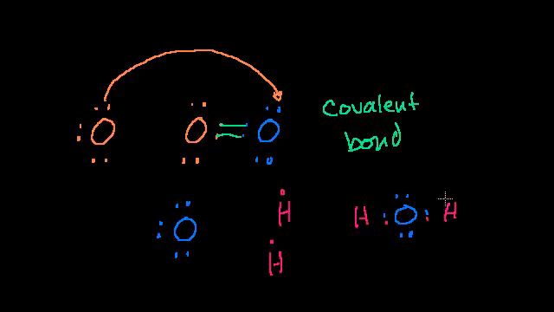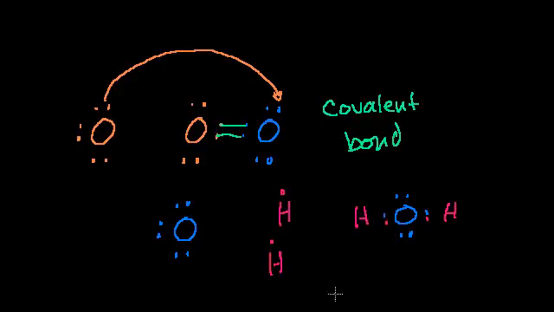This guy can pretend like he has his first shell filled, because you can only put 2 there. That's where the 8 rule breaks down in the first shell. This guy can pretend 2, and now oxygen can pretend like he's got 8 electrons in his valence shell. And everyone's happy. So this is also a covalent bond.